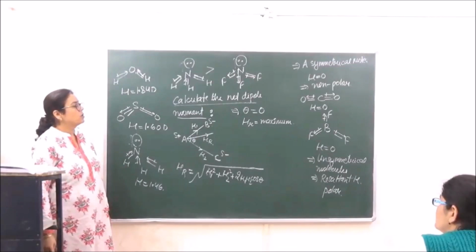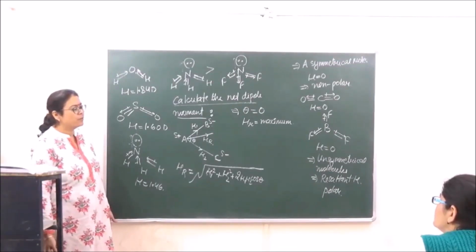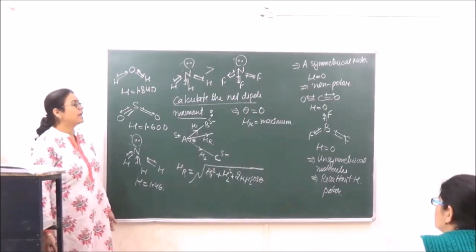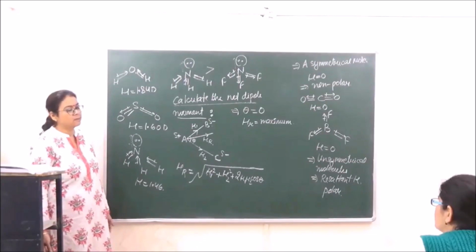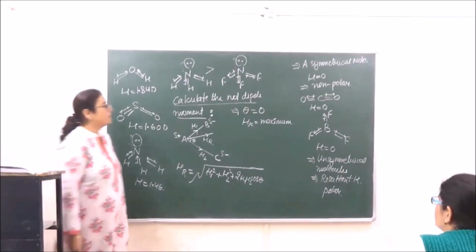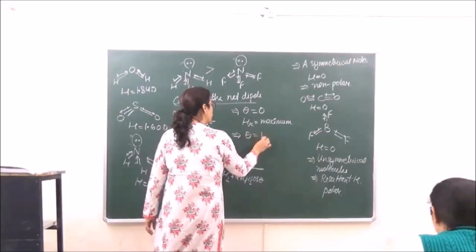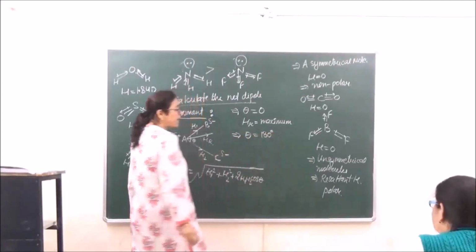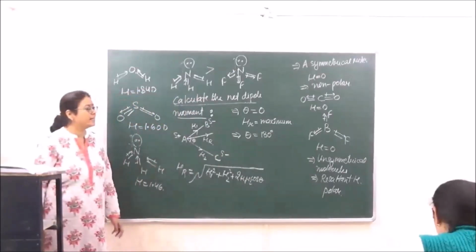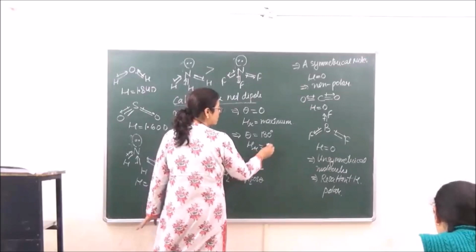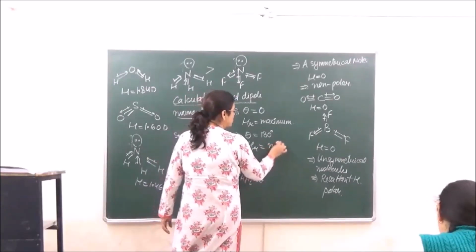Okay. So this generally happens for diatomic molecules. Theta is going to be equal to 0 for diatomic molecules. Therefore, the resultant dipole moment is going to be maximum. But if we take the value of theta as 180 degrees, in that case mu R will have a minimum value.